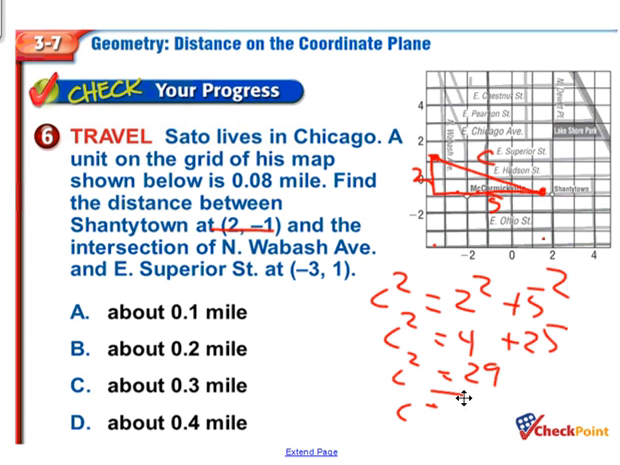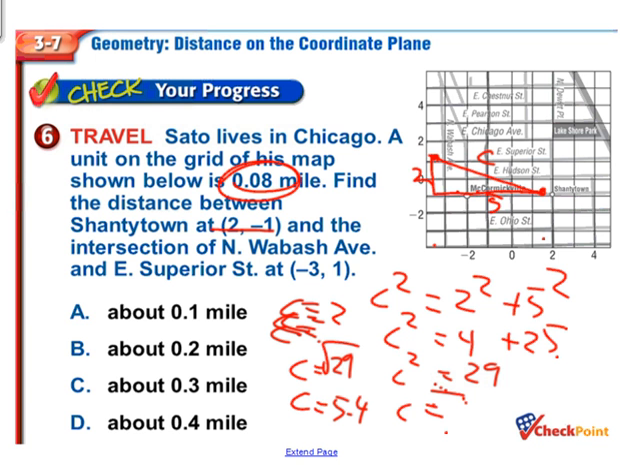Well, C is equal to the square root of 29. So take the square root of 29, and that's 5.3. I'm going to call it 5.4. Rounded off to 5.4. Is that the distance? No, it's 0.08 times that.